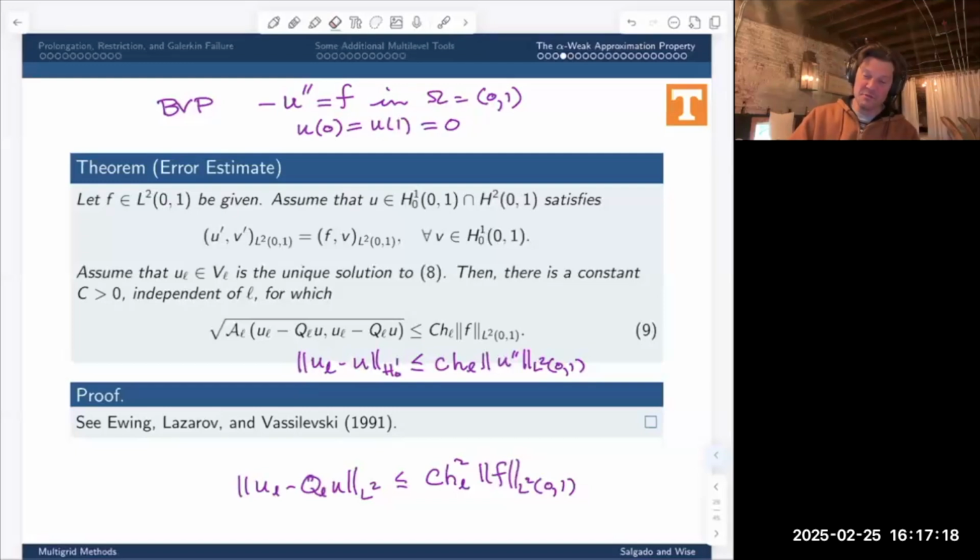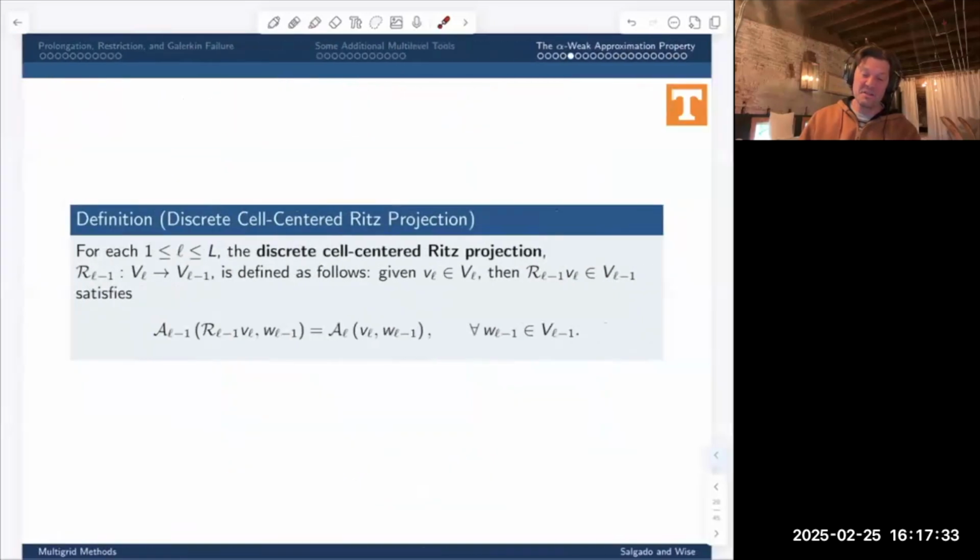All right, so this rather famous theorem is by Ewing, Lazarov, and Vassilevski from 1991, when I was in high school, and maybe some of you weren't even born back then. But it's a rather famous paper, at least in the cell-centered multigrid community.